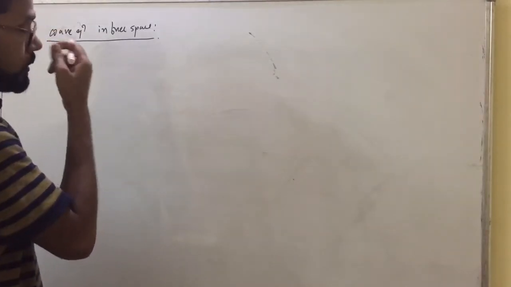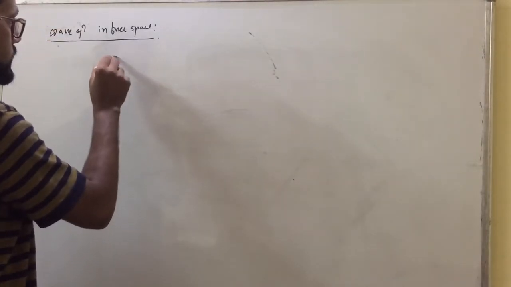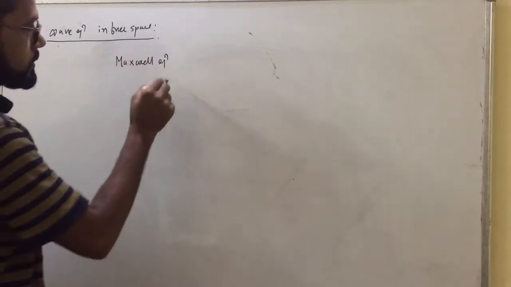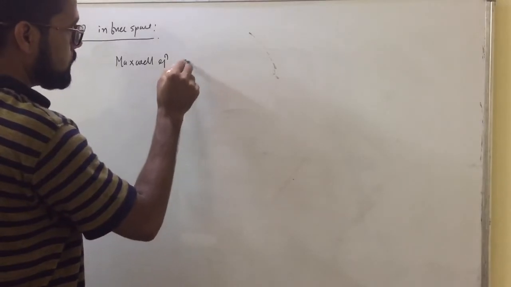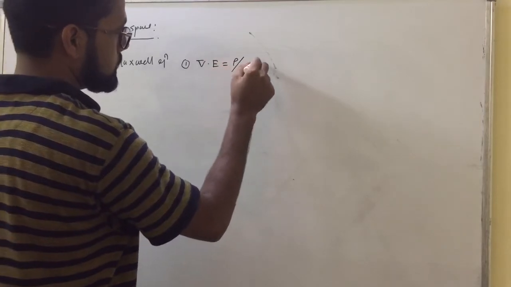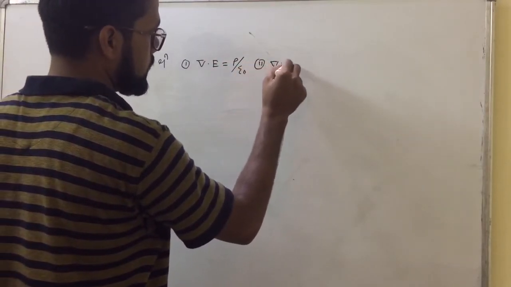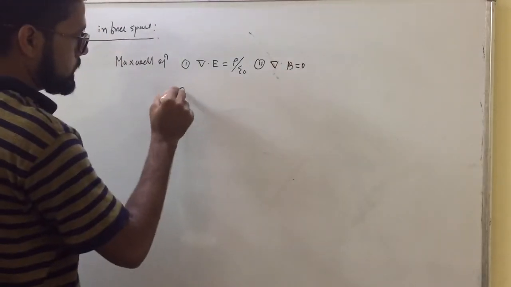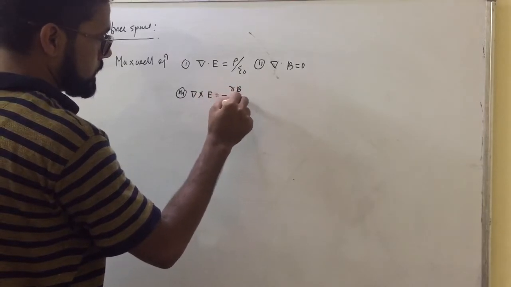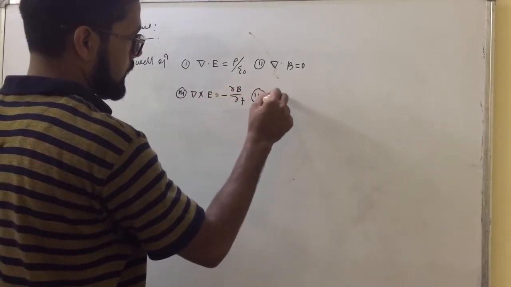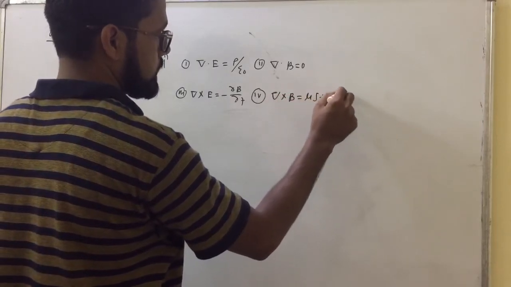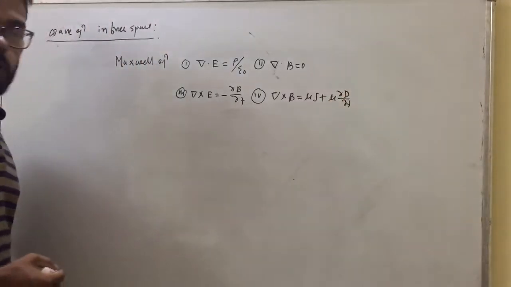In order to derive the wave equation in free space, I am focusing first on the Maxwell equations. What are the Maxwell equations? Number one, divergence of E equal to rho by epsilon naught. Number two, divergence of B equal to 0. Number three, del cross E equal to minus del B by del t. And number four, del cross B equal to mu J plus mu epsilon del E by del t. These are the four Maxwell equations.